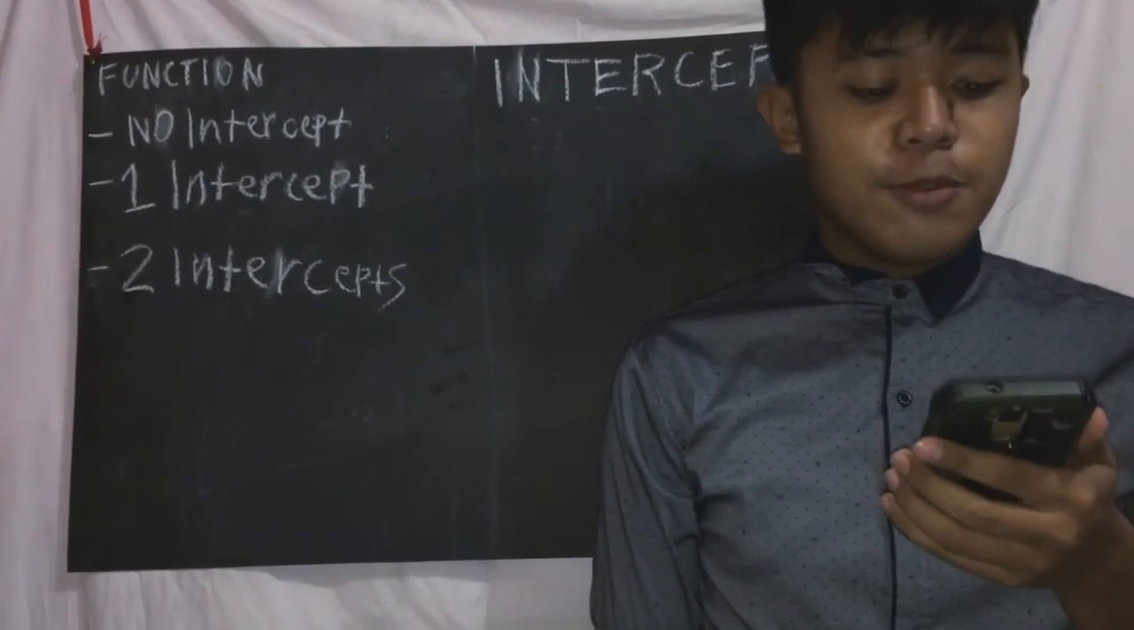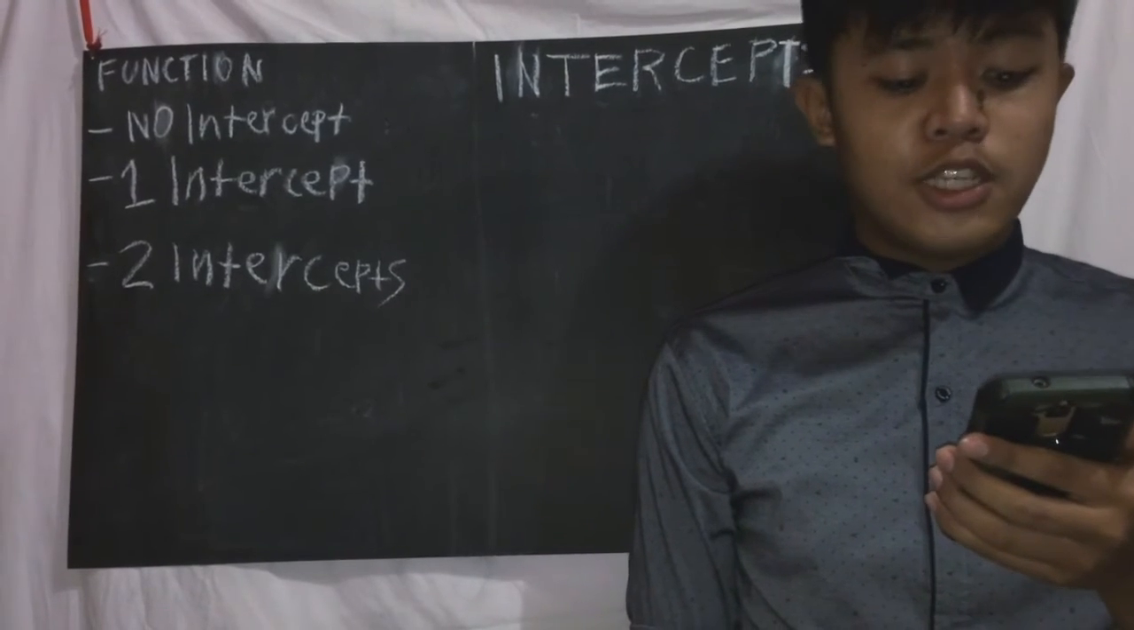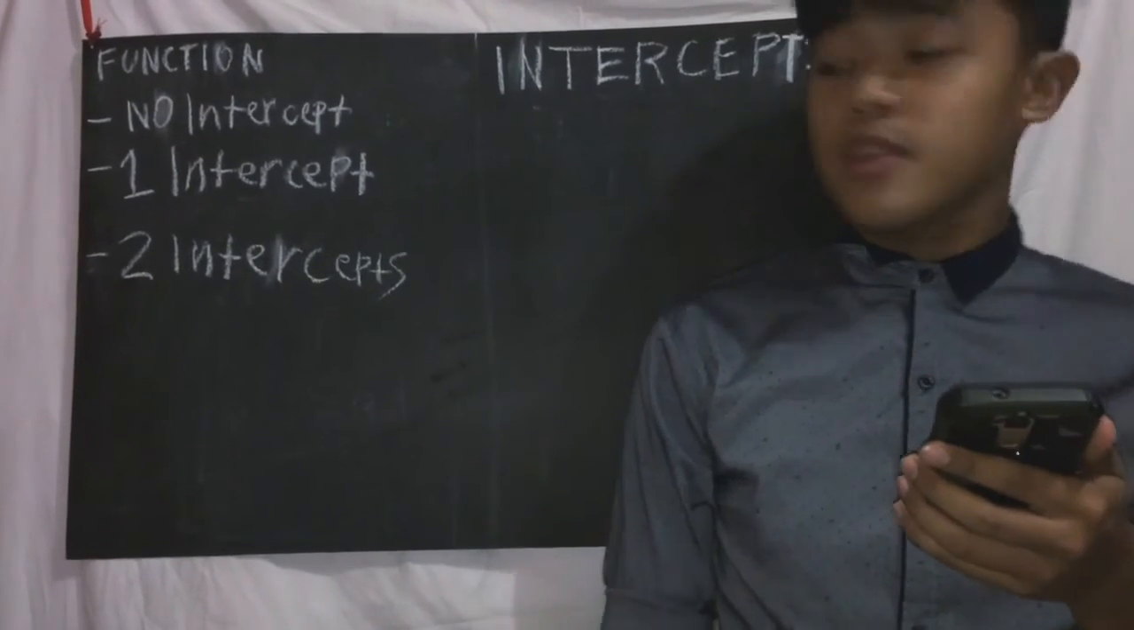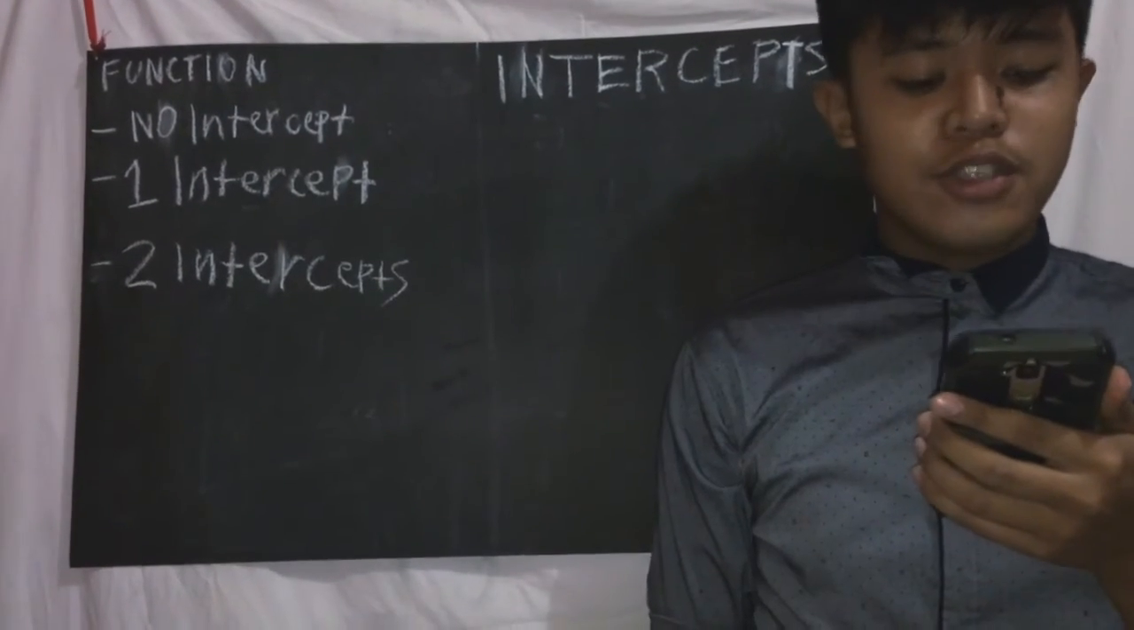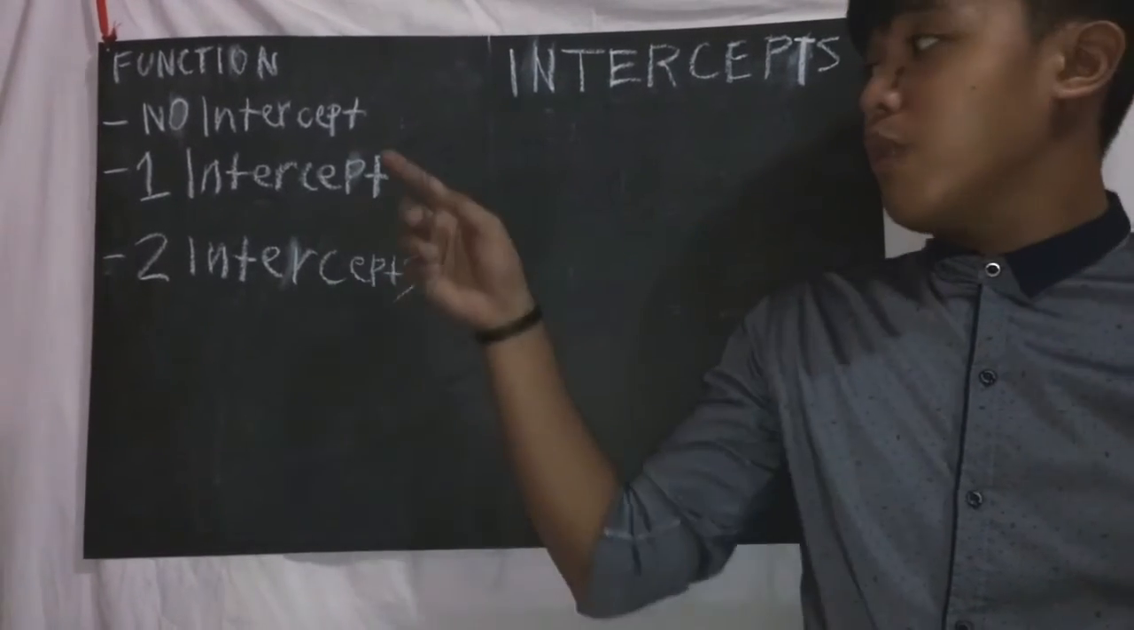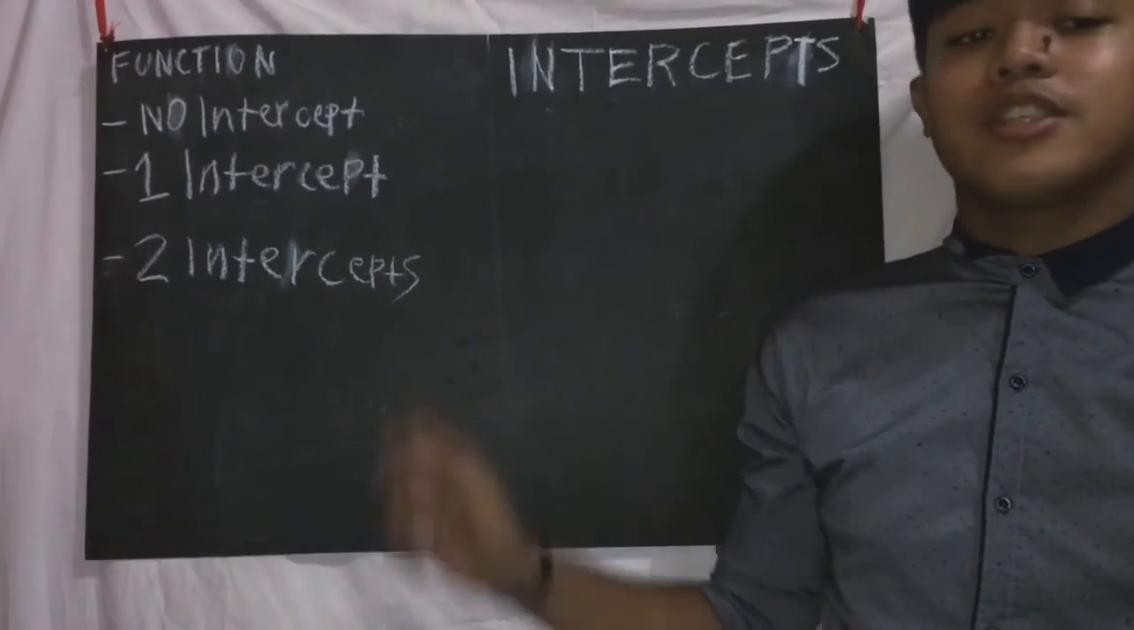Intercepts. Intercepts are the points at which the graph crosses either the x or y axis. A function can have no intercept, one intercept, or two intercepts.